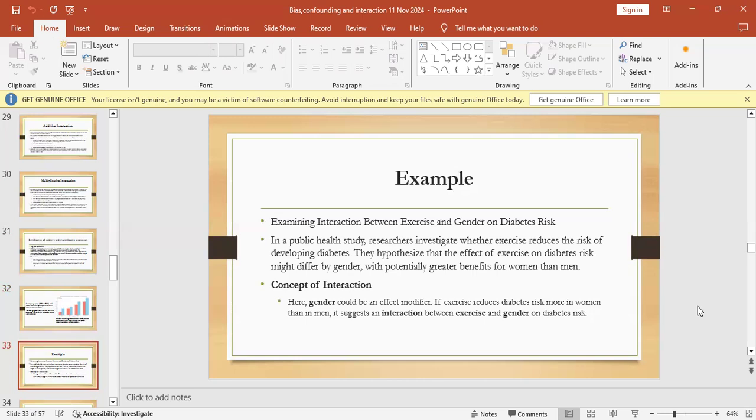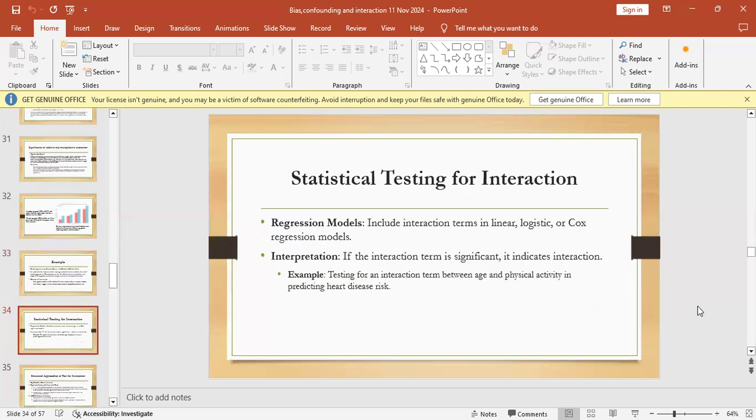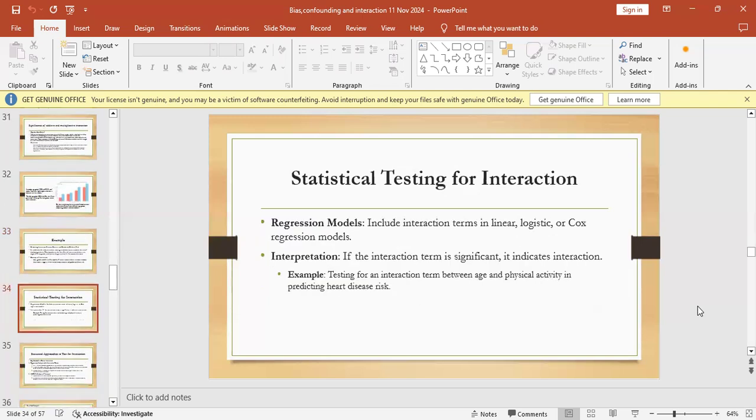There is another example that examines the interaction between exercise and gender on diabetes risk. In a public health study, researchers investigate whether exercise reduces the risk of developing diabetes. They hypothesize that the effect of exercise on diabetes risk might differ by gender, with potentially greater benefits for women than men. Concept of interaction: here, gender could be an effect modifier. If exercise reduces diabetes risk more in women than in men, it suggests an interaction between exercise and gender on diabetes risk.